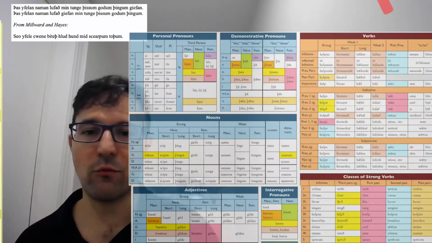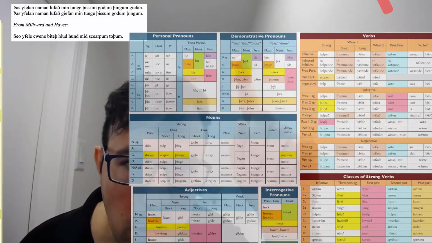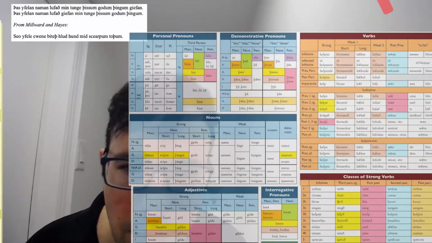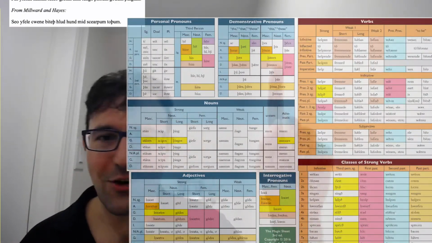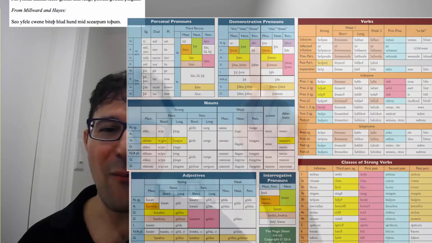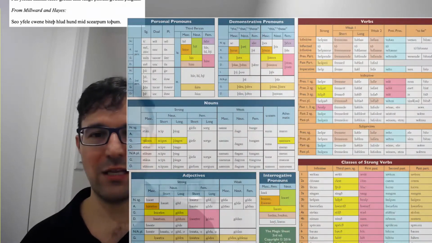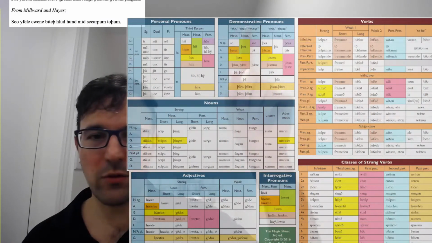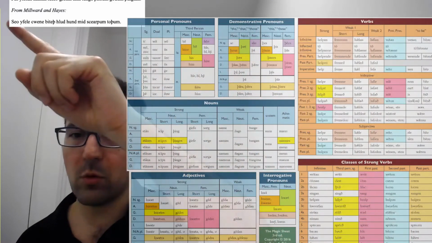Seo, you can find that right here on the magic sheet. Let's look for it. Hold on, I'm looking in the wrong place. Yeah, there it is, sorry, I lost it. Seo is a nominative, singular, feminine demonstrative. It means the, that, or those. In this case, it's not those because it's singular, so we have the or that.